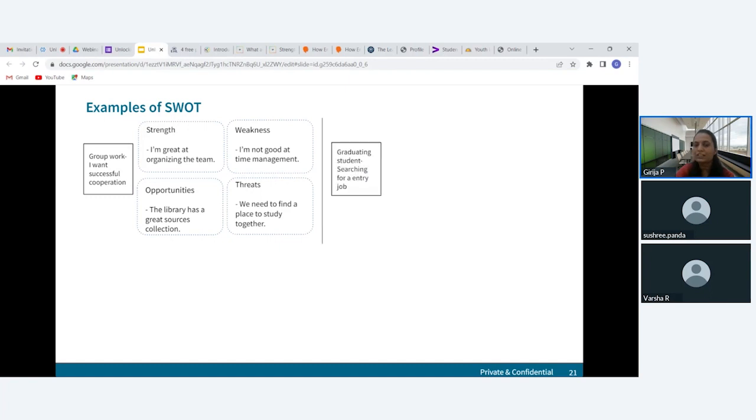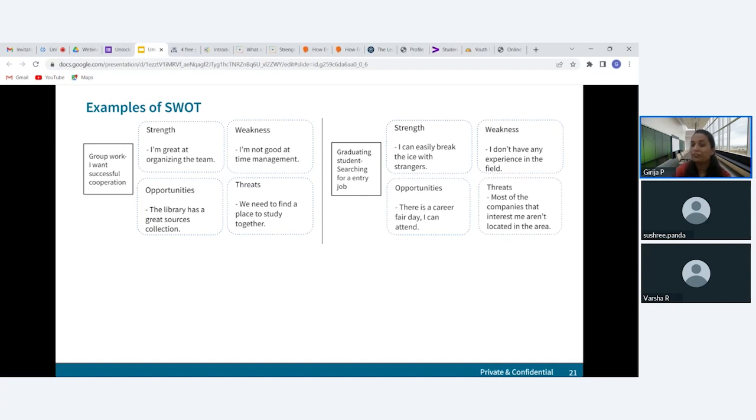Let's move ahead and see another situation. You're a graduating student or searching for an entry-level job. My strength is that I can easily break the ice with strangers, so whenever I'm going for an interview, I can give my interviews very confidently. My weakness is that I don't have much experience in this field. I can overcome this weakness through an opportunity: there is a career fair where I can go and attend to enhance my experience and knowledge. A threat for me is that when I'm thinking of applying to companies, they are not in my area, so that can hamper my career growth. So through this SWOT analysis, you can understand your own weaknesses and how you can overcome them in different situations.